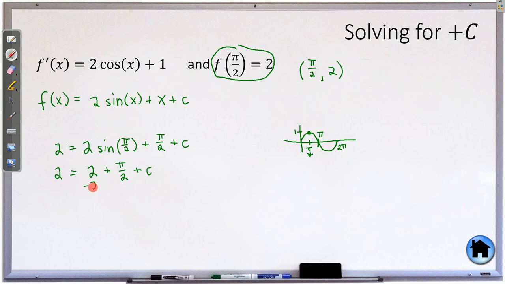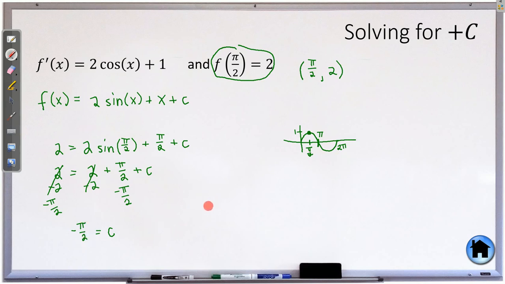Well, subtract 2 from both sides. Ooh, that goes away. So you're left with 0 on that side. Subtract pi over 2 from both sides as well. And you're left with c is equal to negative pi over 2.